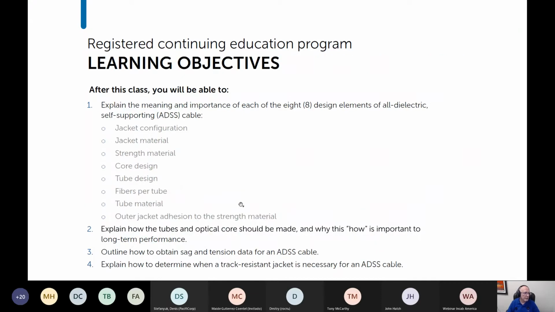So here are the learning objectives. They flow directly from the purpose. We want you to learn about these 8 design elements. We want you to understand how tubes and the optical core should be made for good long-term performance. We want you to understand the basics of sag and tension. And we want you to understand when you need to think about a track-resistant jacket, when it may be necessary.